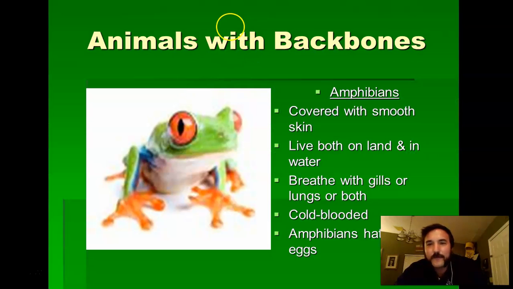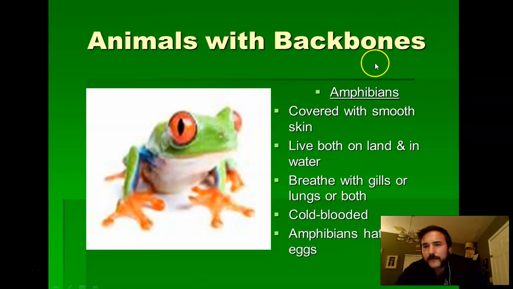Okay, let's move on. Amphibians. Here's the deal. Here's what makes an amphibian an amphibian. If you're a scientist and want to classify certain types of animals, all amphibians are covered with smooth skin. They live both on land and in water. They breathe with gills or lungs or both. They're cold-blooded, and amphibians hatch from eggs.